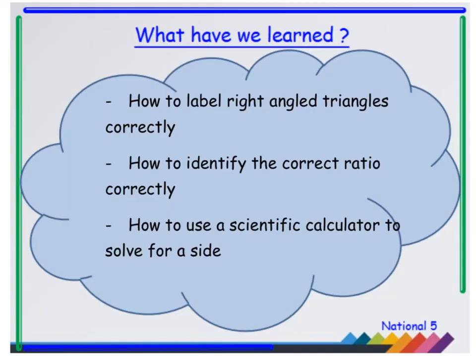So what have we learned today? We have learned how to label right angled triangles correctly. That's the easy bit. We have learned how to identify the correct ratio correctly, hopefully following my steps. Tick what you know, what you want to know. Choose one with 2 ticks. And we've learned how to use some new buttons on our calculator as well.